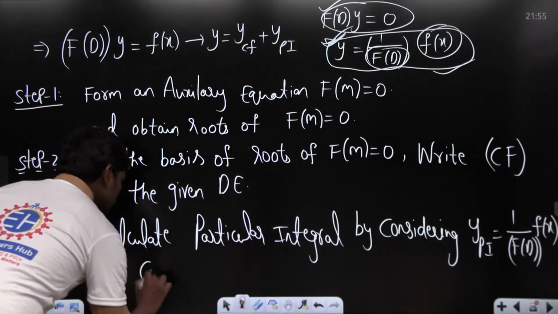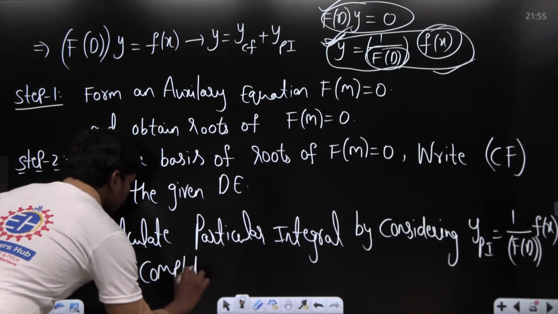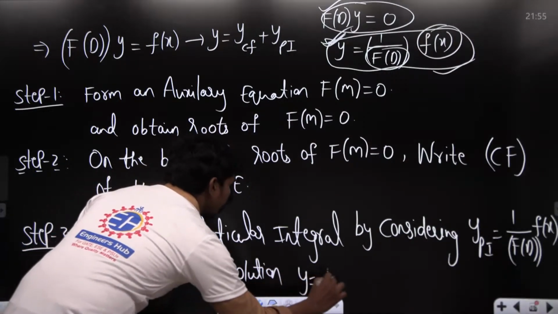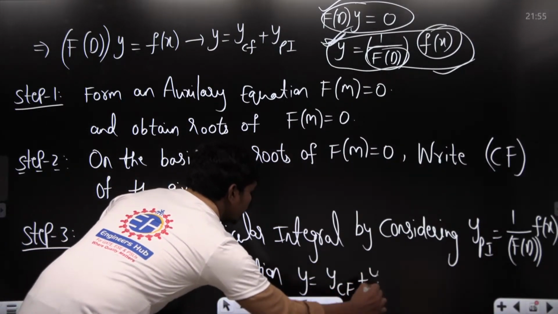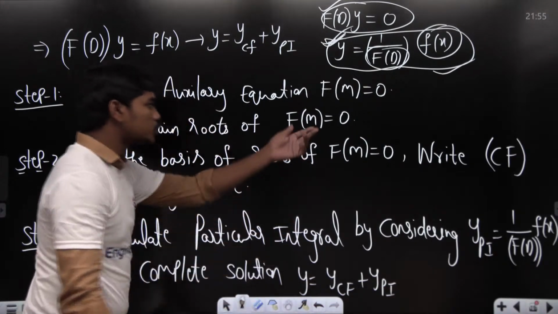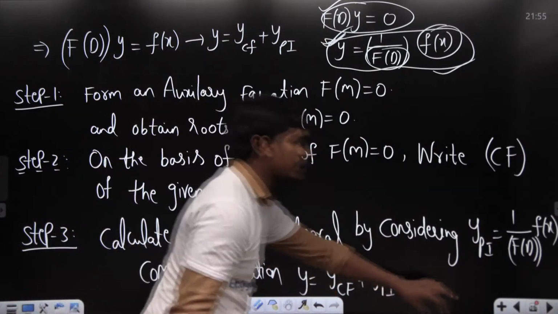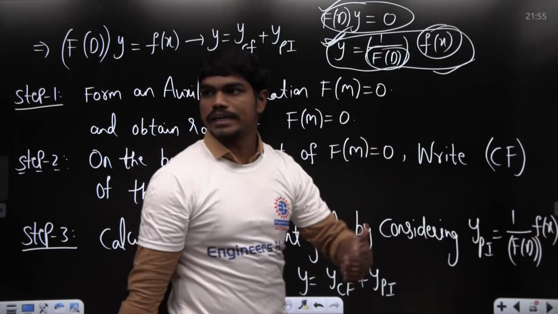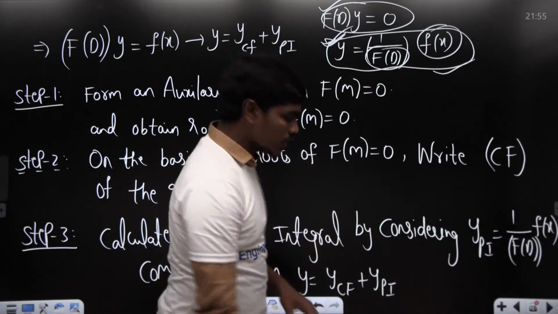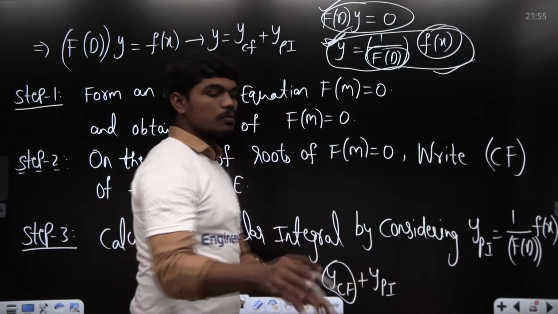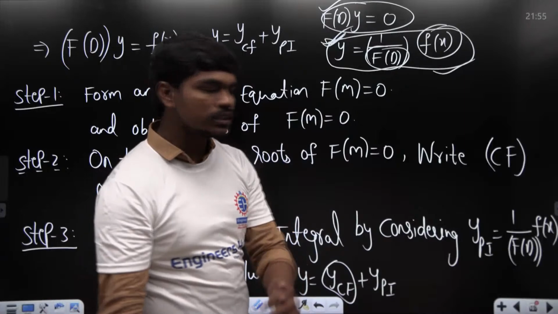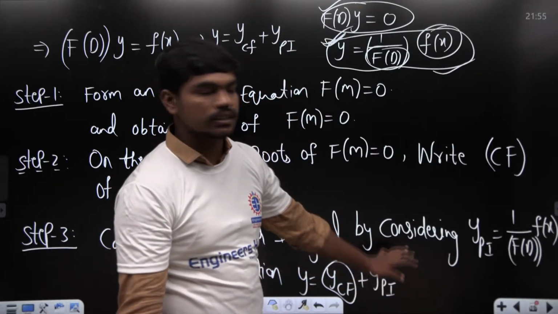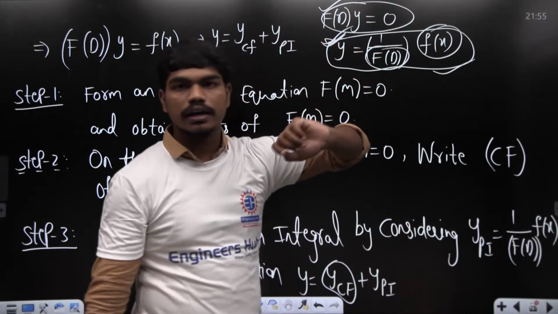Now the complete solution y is equal to y complementary function plus y particular integral, and depending upon the roots of this F of m we will write the complementary function, and depending upon this capital F of d and this f of x we will write the particular integral. We will see how to write. So in today's class basically we focus on how to write the complementary functions, and tomorrow in the second part of this higher order differential equations I will show you how to write particular integrals of any given differential equation for a corresponding value of given function f of x.